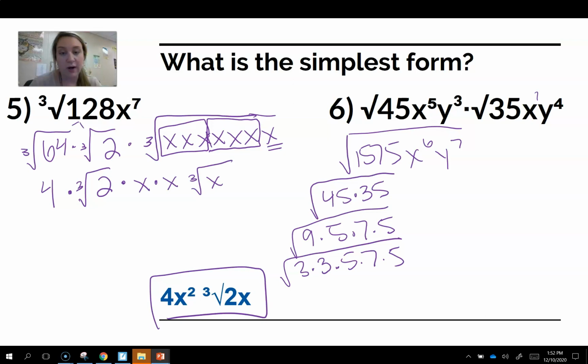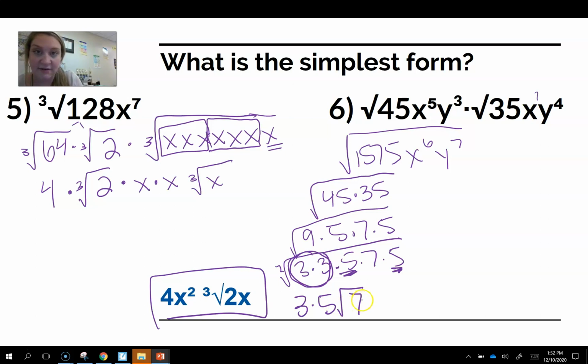A lot of work, but there's a reason for it. We broke it down as low as we can go. Remember, our index here is a 2. So this time we're looking for pairs of numbers to bring out to the front. I have a pair of 3s that gets to come out to the front. I also have a pair of 5s that's going to come out to the front. But what's left underneath my square root is a 7. So all of that simplifies to 15 square root 7. That's just the number part of it. We still have to deal with the x and the y. All right, let's do x to the power of 6.